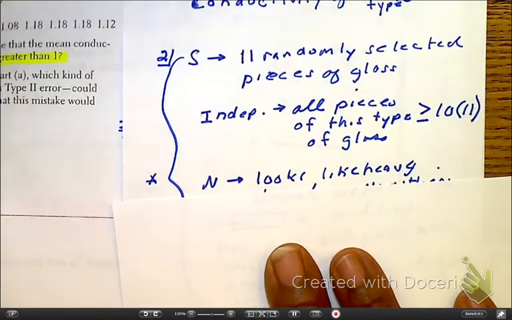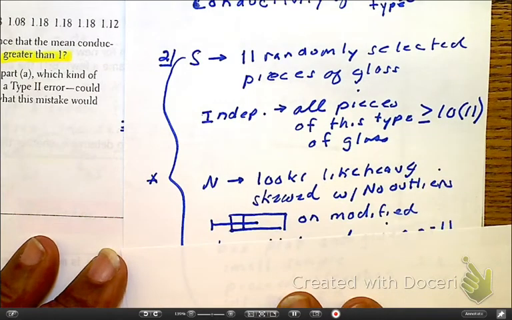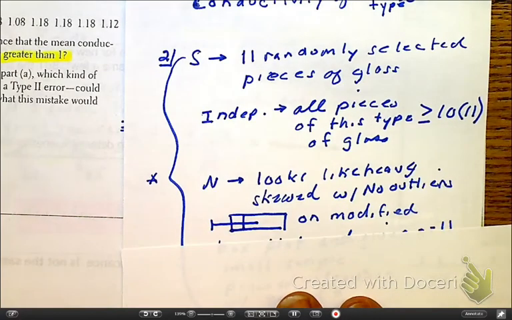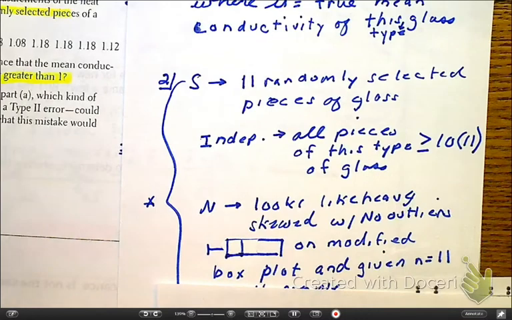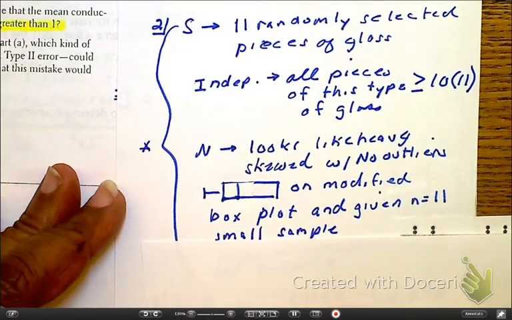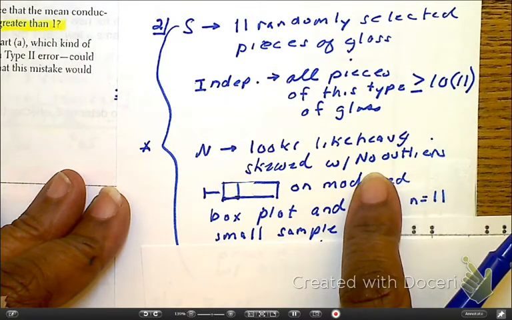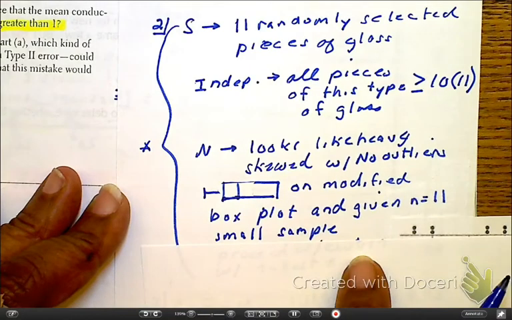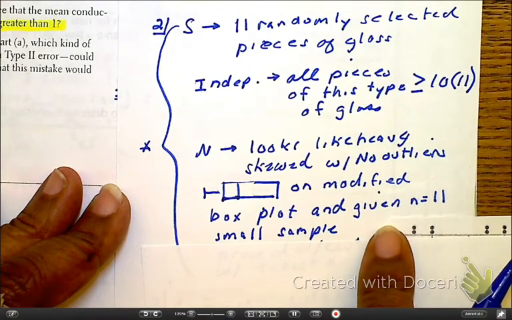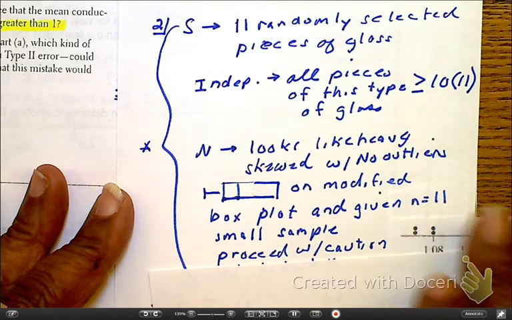Now here we got to look at normality, and as we look at our box plot, we see some skewness. My box plot is kind of wonky, so let me straighten this up. And remember, this is a modified box plot, and it looks heavily skewed to me. So heavily skewed, given such a small sample size, and that's why I said we need to proceed with caution.